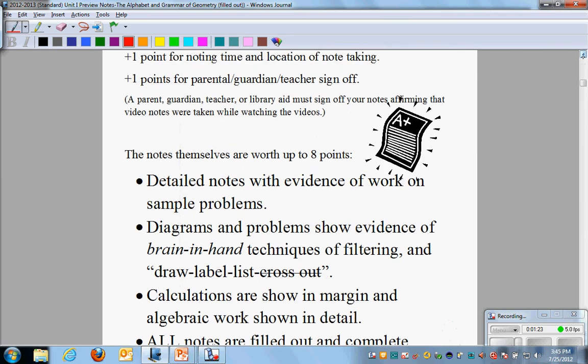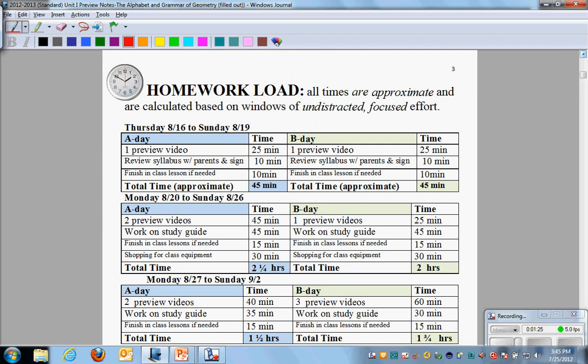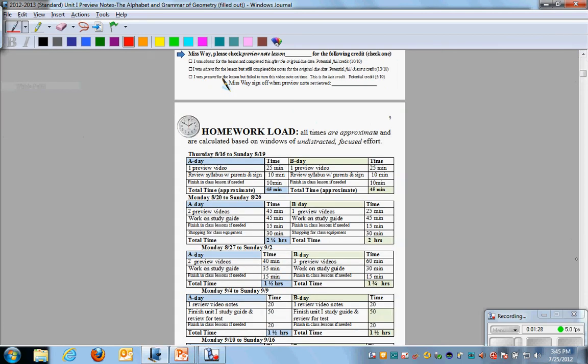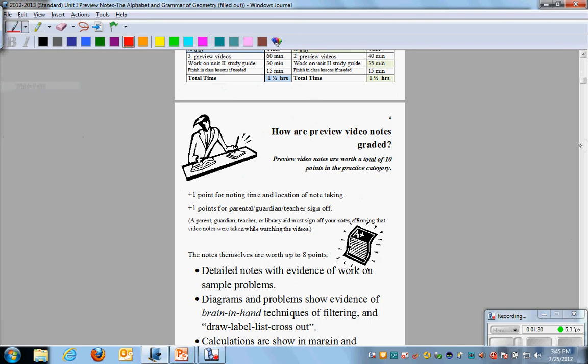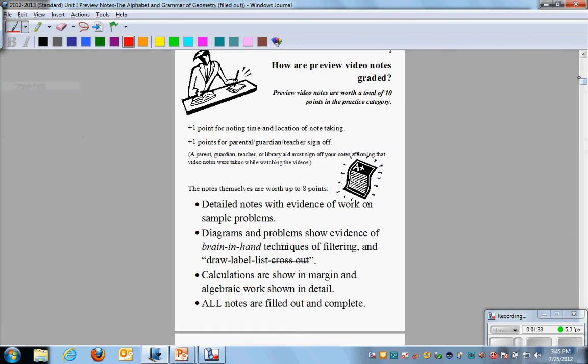Just a quick rundown of how this will be graded. You're going to get 1 point just for noting both the time and location that you are watching this video. 1 point, you need to either have a parent, a teacher or guardian, or a librarian, if you're in the library, sign off that these videos were witnessed taking while you're watching the video. That's 2 points.